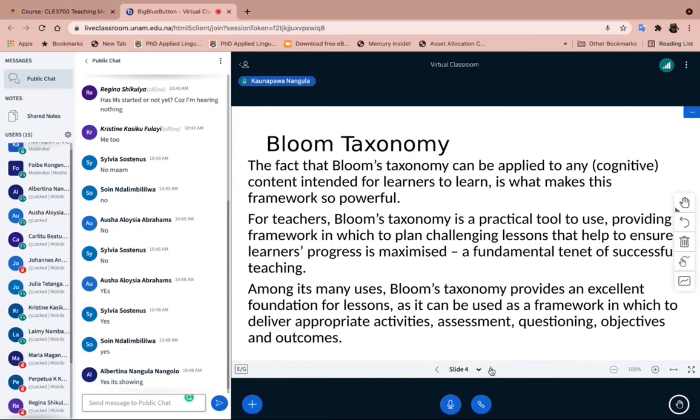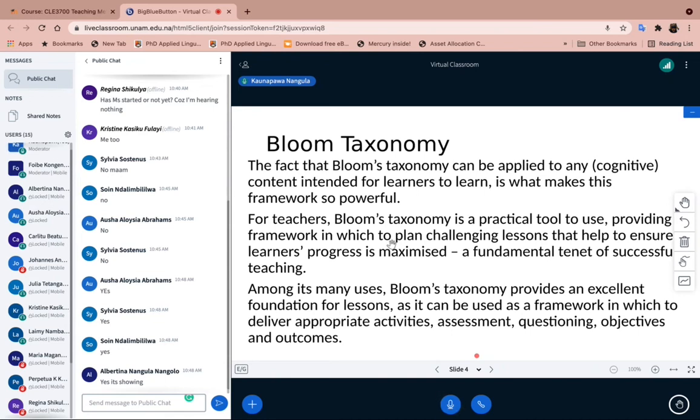Okay, now let's look at Bloom Taxonomy in more detail. We have to keep in mind that Bloom Taxonomy can be applied to any content intended for learners to learn. And this makes Bloom Taxonomy very powerful. So it doesn't matter what subject it is. It doesn't matter what content you are doing in the classroom. Any content, any subject that you are teaching, Bloom Taxonomy can be applied.